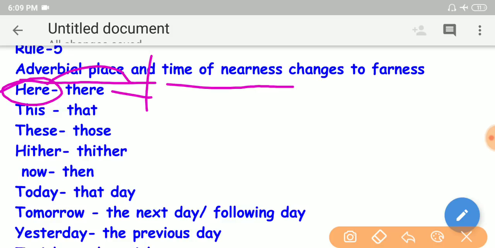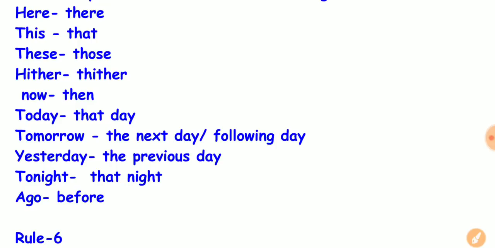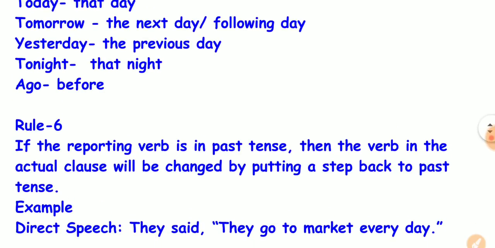Hither, thither. Now adverbs of time of nearness. Now is the nearest time, then is the farthest time. Today is the nearest time, that day is the farthest time. Tomorrow changes to the next day. Yesterday, the previous day. Tonight, that night. Ago, before. These are the things that should be changed, my dear friends.